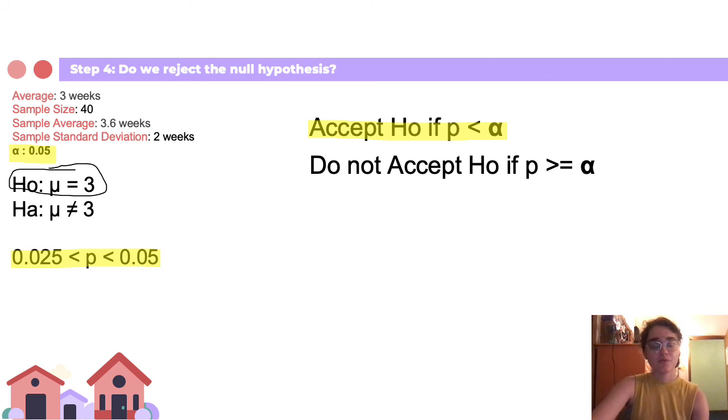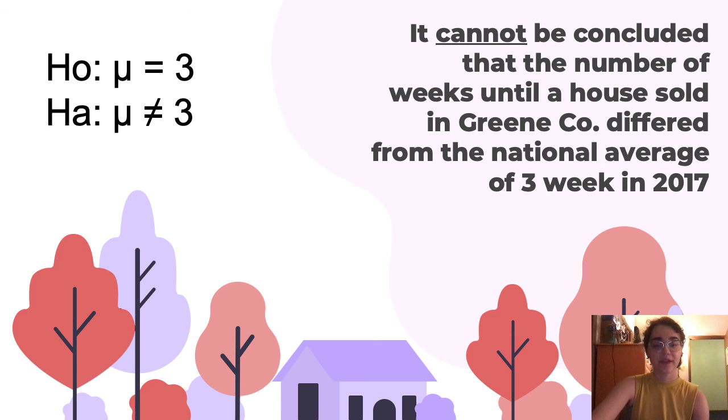What do we do once we figure out whether or not to accept the null hypothesis? We need to make a final statement. Our final statement can be written as: it cannot be concluded that the number of weeks until a house sold in Greene County differed from the national average of 3 weeks in 2017, because our null hypothesis was accepted.